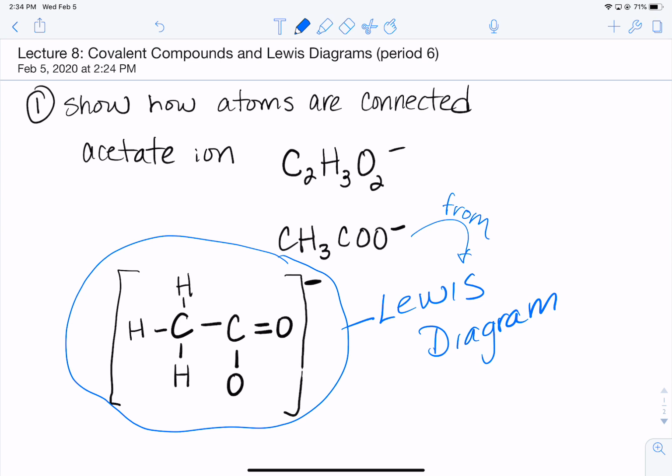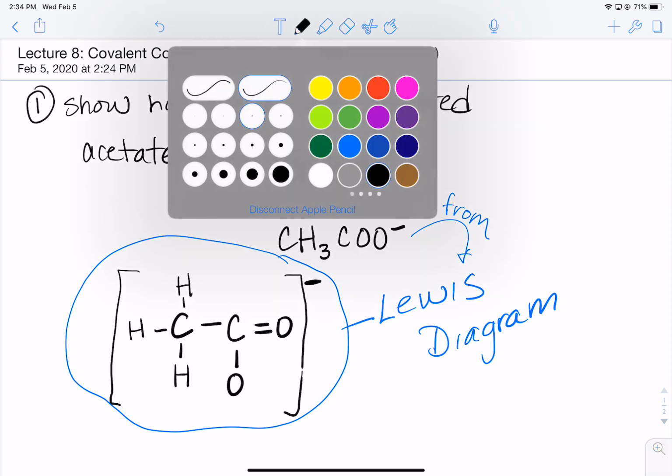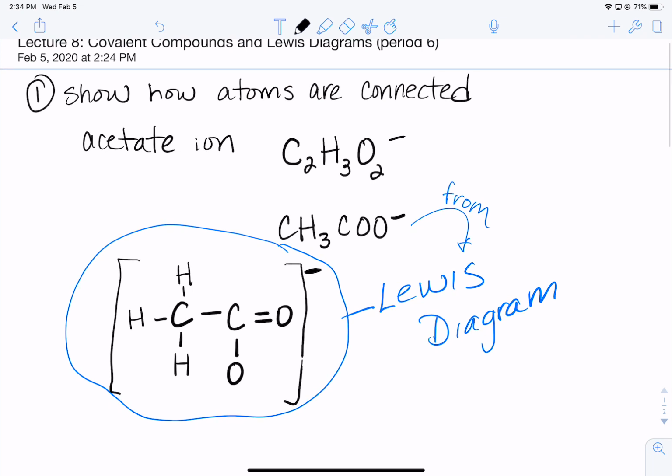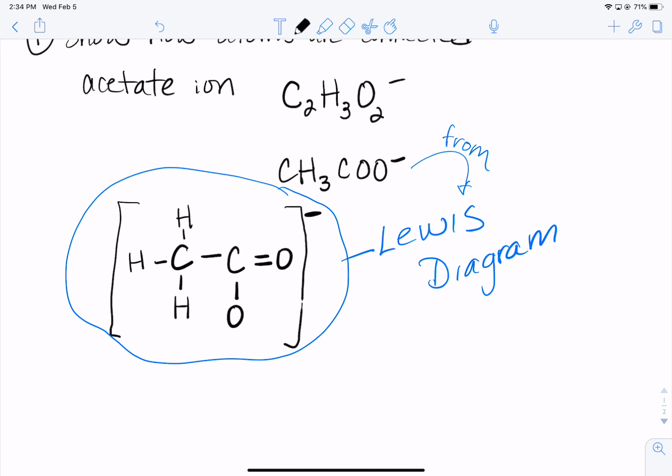So Lewis diagrams show us how elements are connected. Lewis diagrams do not show three-dimensional shape.